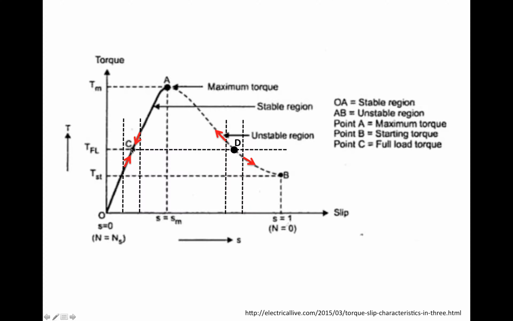Point C is inside the stable zone, from 0 to SM. But point D is in the unstable zone. So even though these two points give you the same torque value, they are in different zones.